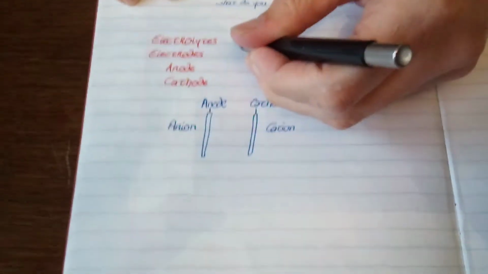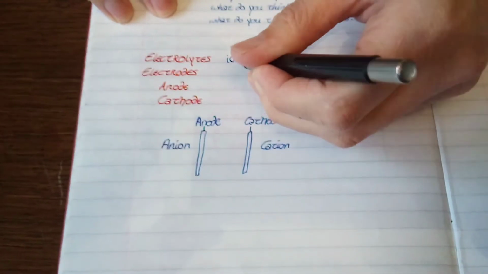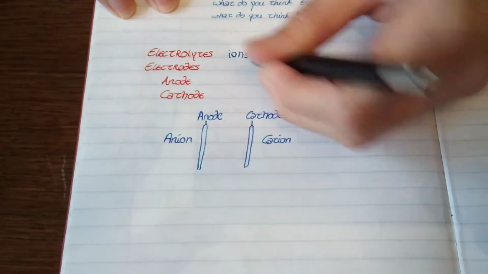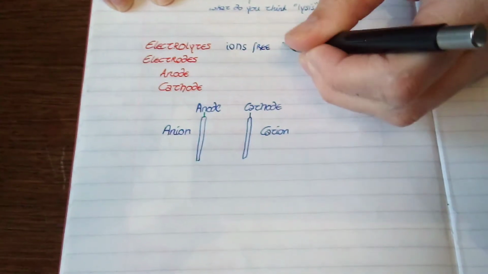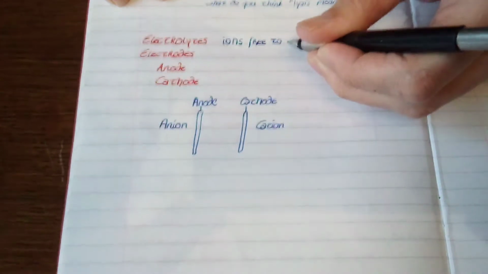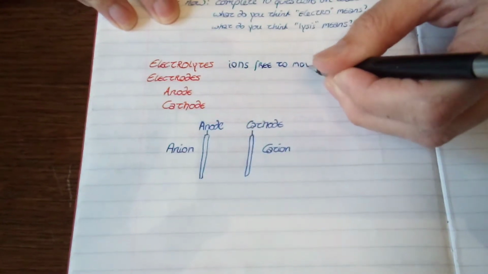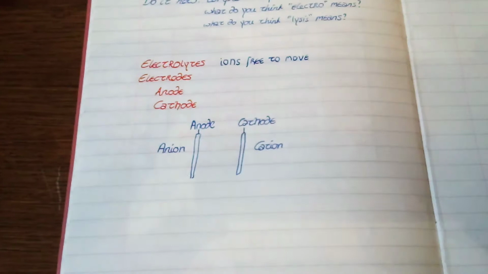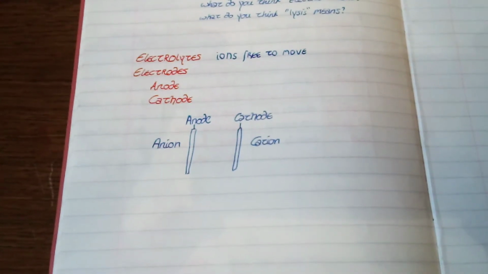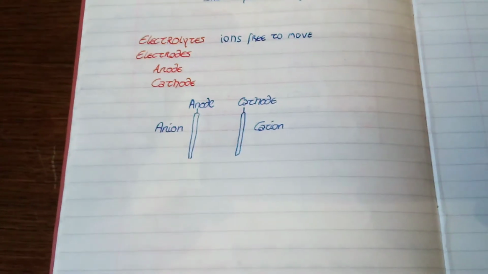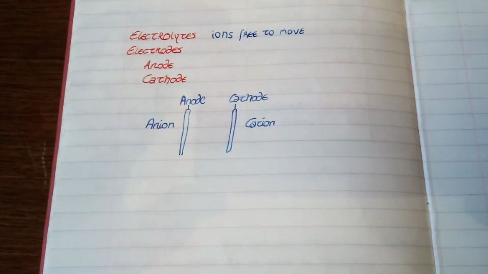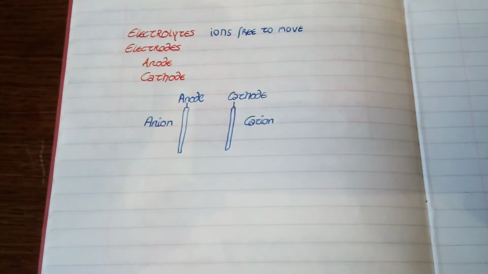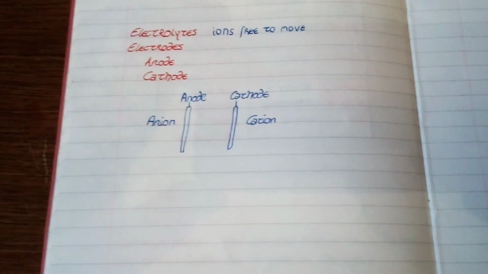So we've got, sorry, I'm writing this upside down again. Ions free to move. Okay, and what's so special about ions being free to move? That's right, ions that are free to move can conduct electricity just like electrons. Okay, so our electrolytes are going to be able to conduct electricity even though they're not electrons. That's really exciting.